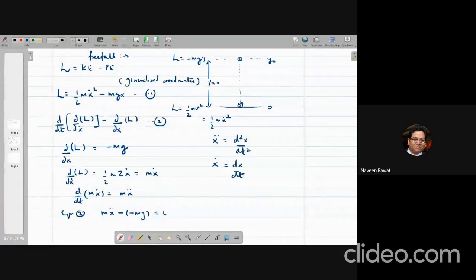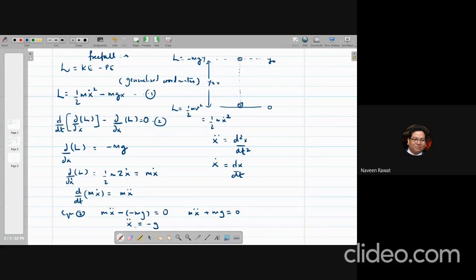Is equal to 0. Okay, that is what I should be writing here. This equation has to be equal to 0. So from here you can see I get m x double dot plus mg is equal to 0, and now m is common, so I get x double dot is equal to minus g. Okay, so what does this equation tell me now? It is telling me that in this system I have some acceleration. D square x by dt square is acceleration, and that acceleration is minus g.